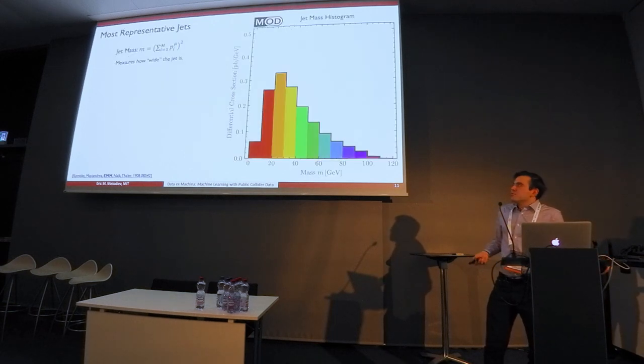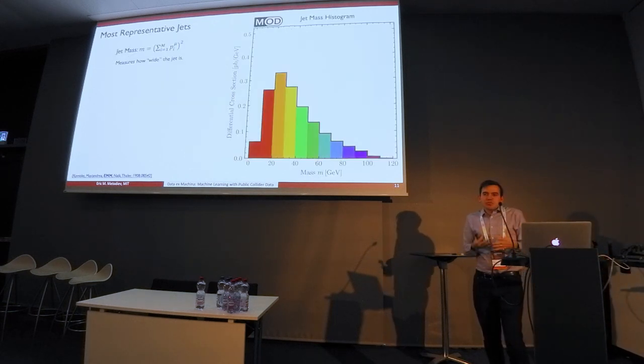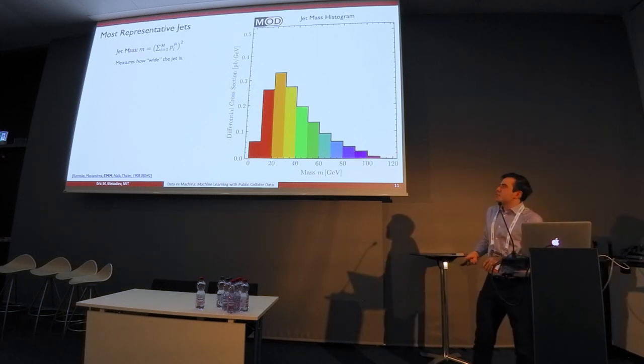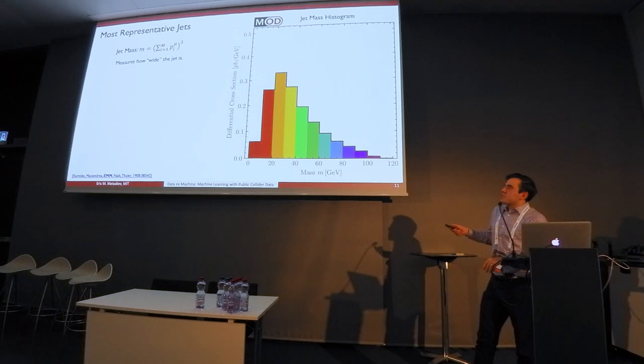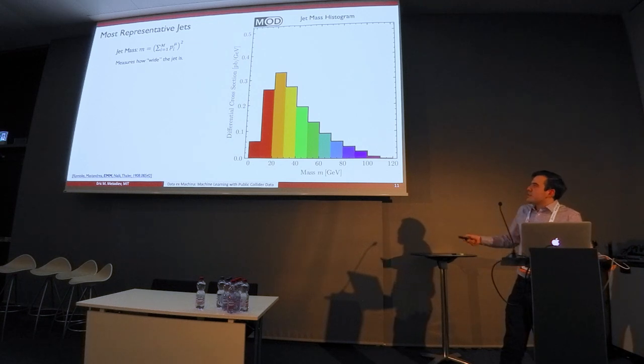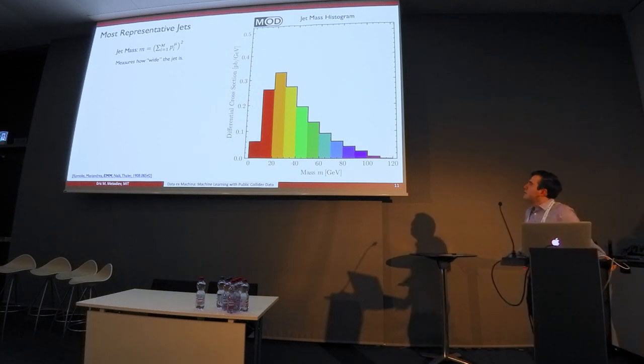And one thing I might want to do is think, OK, how wide are these jets? What is the variance, or how spread out is the radiation within them? Something that's very commonly used is the jet mass to accomplish this. And so you can make a histogram of how wide the jet is and how often you encounter a jet of that width.